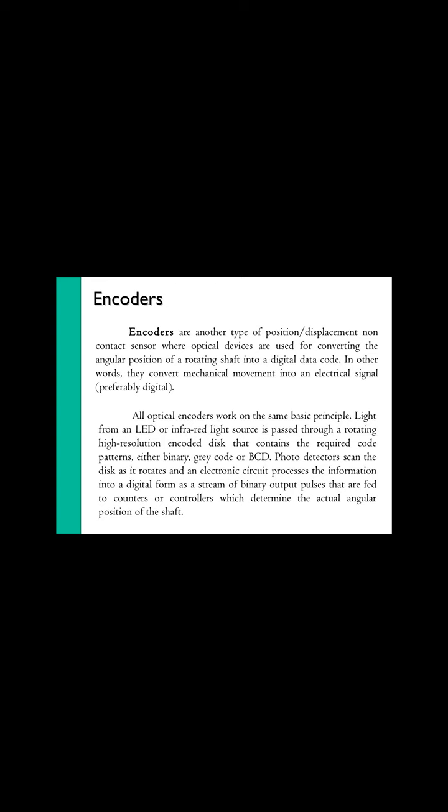Encoders. Encoders are another type of position sensor, and they are non-contact position sensors, where optical devices are used for converting the angular position of a rotating shaft into a digital data code. In other words, they convert mechanical movement into electrical signals.